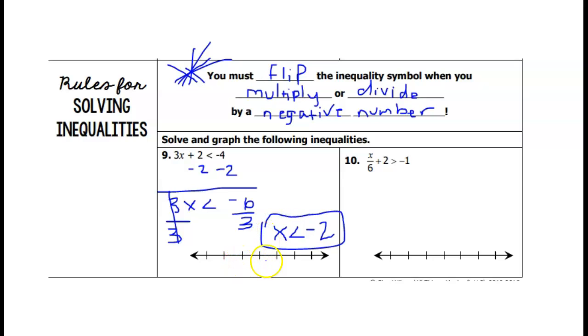I go on my number line. Let's say 0 is here, -1 is here, and -2 is over here. Am I going to do an open circle or a closed circle, guys? Open. Open circle at -2, and I'm doing all the values less than, so I'm going to shade to the left. Are we seeing how this is the same? Yes.